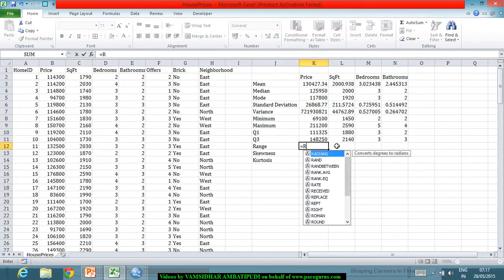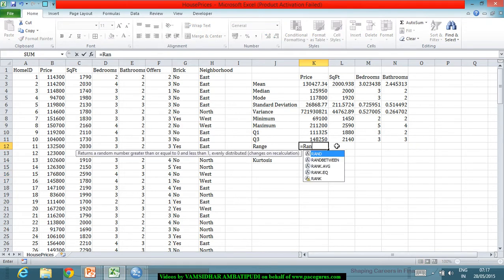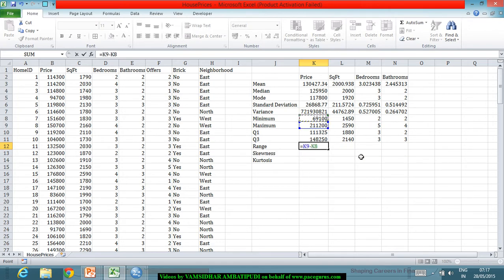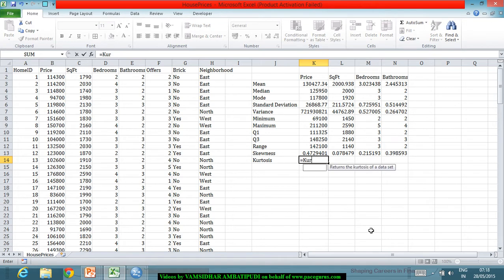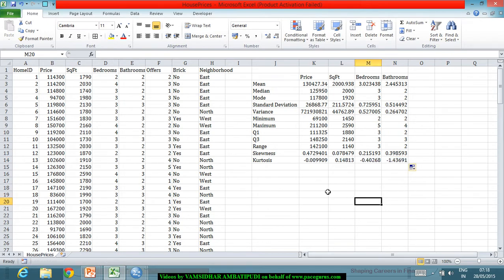Then the range is nothing but the maximum value minus the minimum value, working out to these numbers. And then I can even look at the skewness in the data, which is around 0.47 here and probably 0.07, 0.21 kind of stuff. And I can also look at the kurtosis present in the data using the KURT formula, which looks almost 0, and these are the numbers that are present.